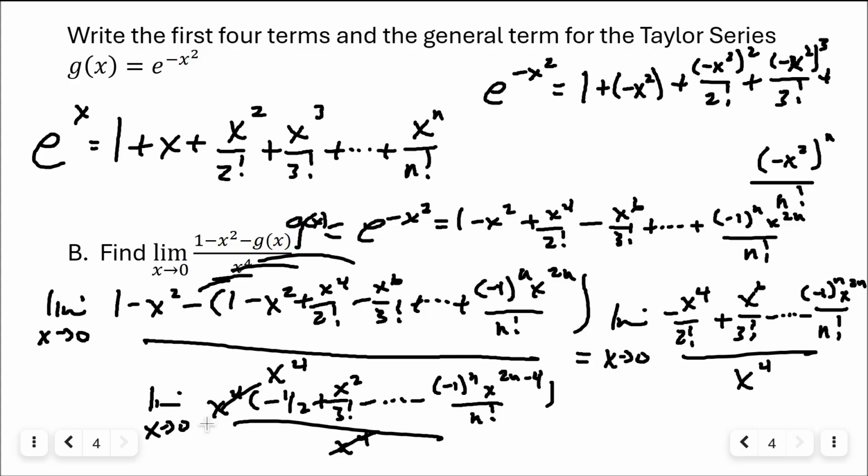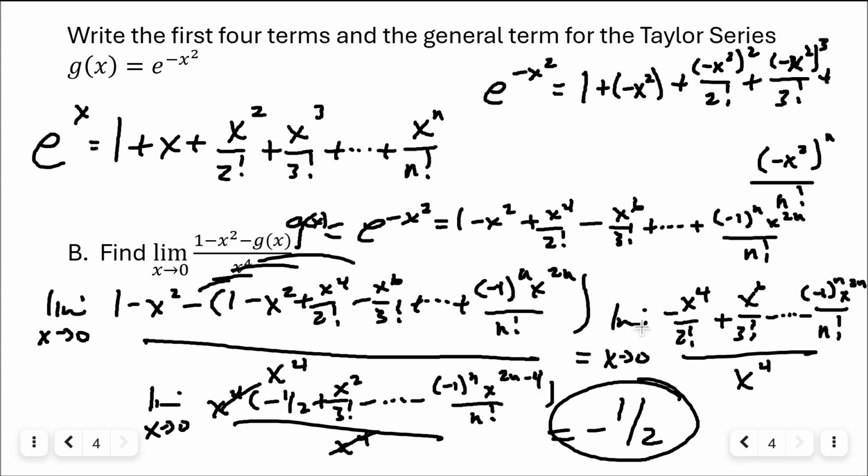Now, as x goes to 0, anything that has an x will literally become a 0. So that's a 0. The general term's also 0. And all the other terms in between are going to be zeros because they all have x's in them. So the only thing left is negative 1/2. And that's the answer.